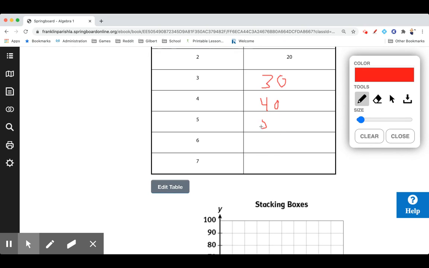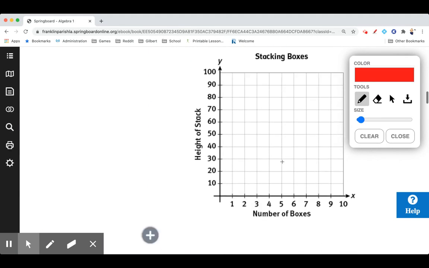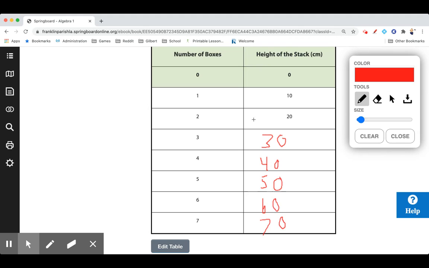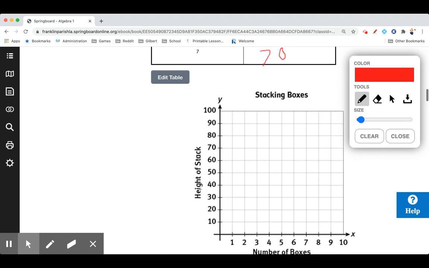5 is 50, 6 is 60, and 7 is 70. So far, so good. Now we need to plot those points. Okay, these are our points. We're going to plot them.